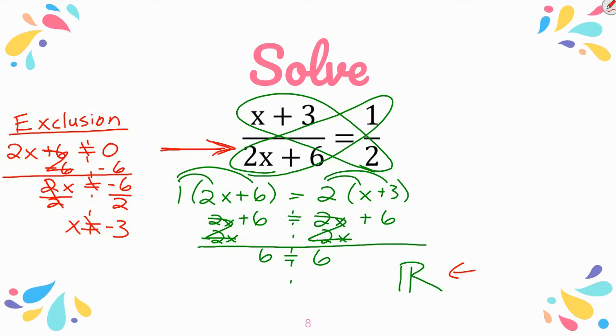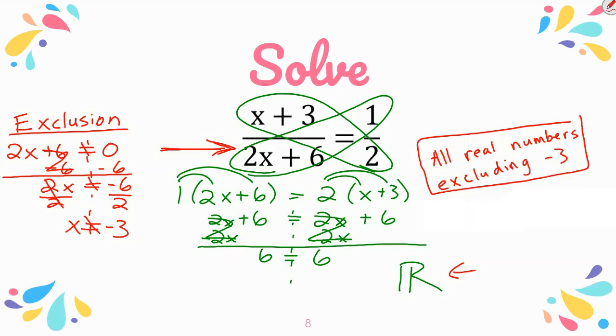So we would say that our solution is all real numbers excluding -3. Or if you were to write this for me, all real numbers that x cannot equal -3, I would also accept that on the test if you want to write it.